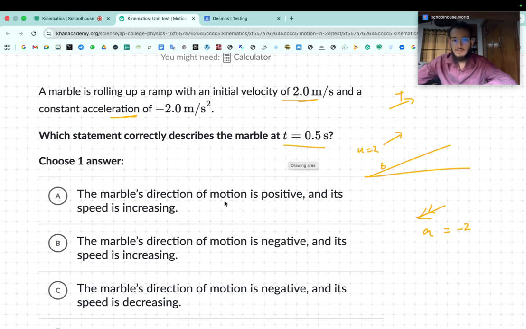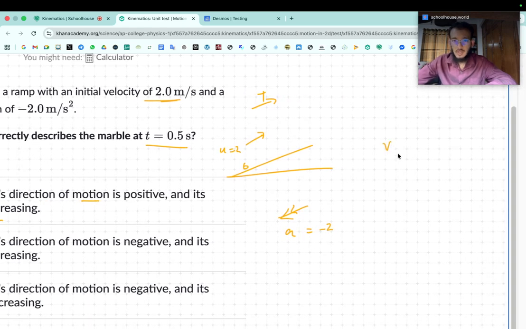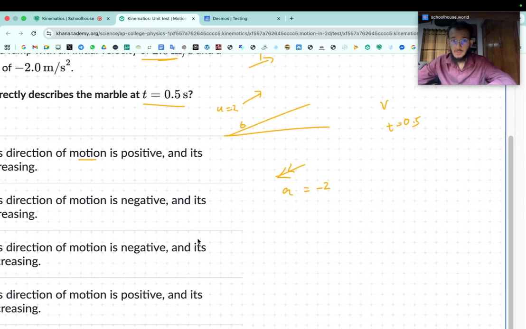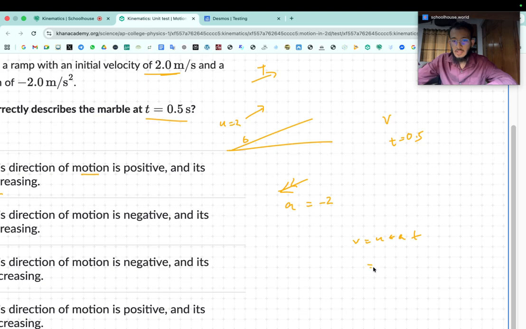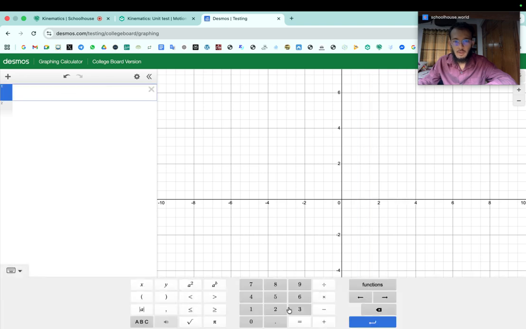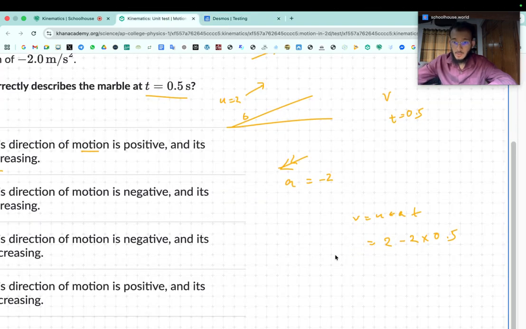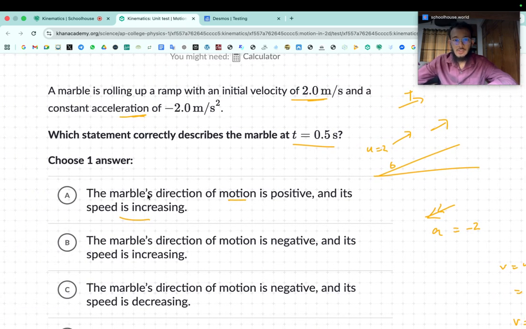The marble's direction of motion is positive and its speed is increasing. Again, we have to calculate v, the final velocity, when t equals 0.5, and then we can comment on which one is true. So we know that v equals u plus at, and u is given to be 2, so 2 minus 2 times 0.5, we get 1, and this is positive 1. Positive 1 means it is still traveling in this direction.